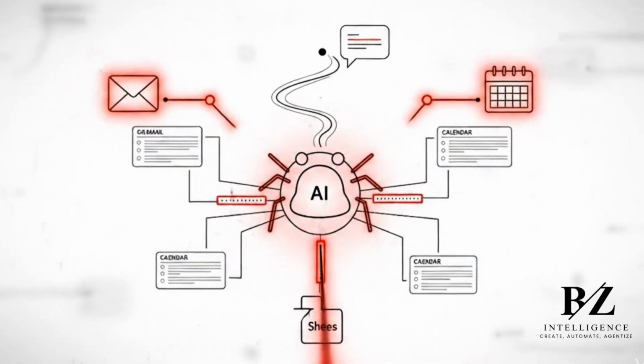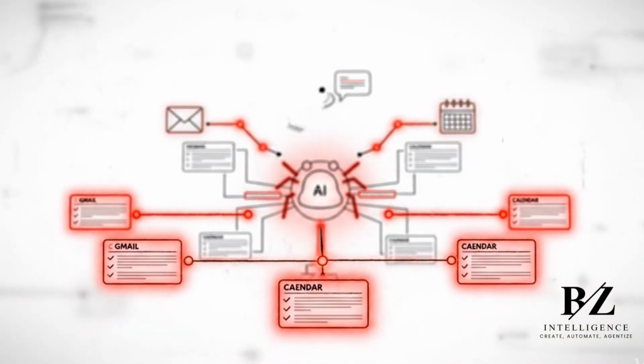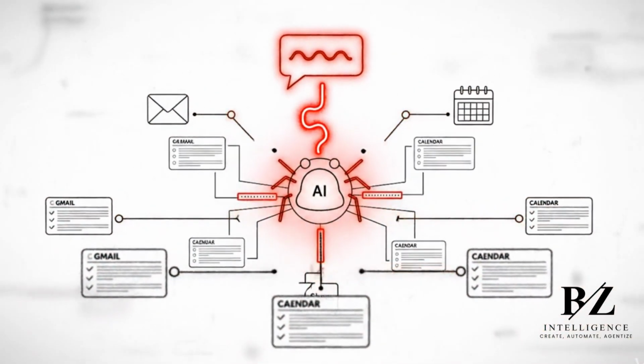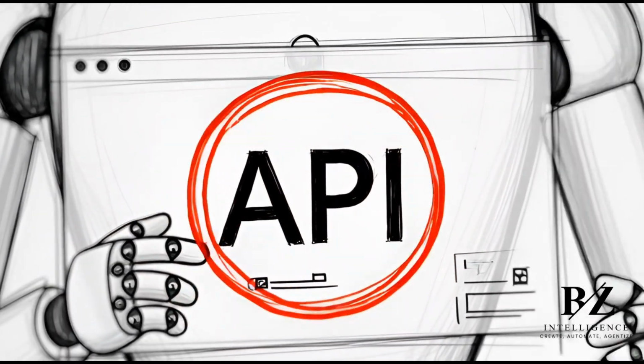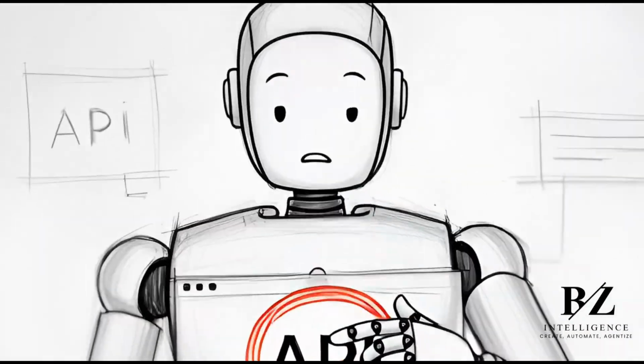You just connect the APIs once. Gmail, Calendar, Sheets. Give the agent the tool manuals and prompt it like normal. The APIs do the heavy lifting, fetching, updating, sending.